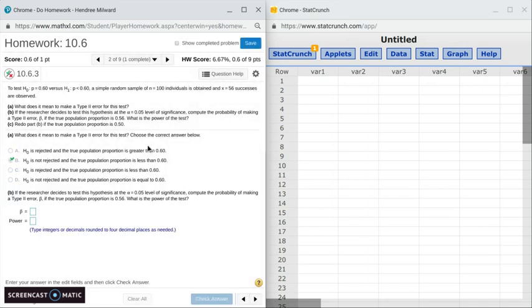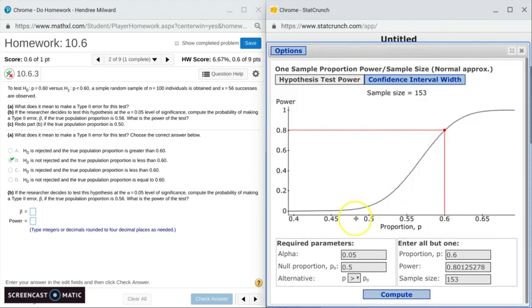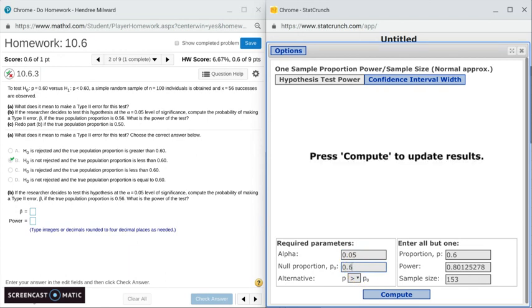Now here's where we actually find the power of the test. So you go in here in StatCrunch. This is nice and easy. You just go to Stat, Proportion Stats, One Sample, and Power. Okay, and then you provide these required parameters. If the researcher decides that alpha is 0.05, which is actually already in here, that's good. The null proportion is 0.6. And we have a left-tailed test, so we're going to switch this to less than.